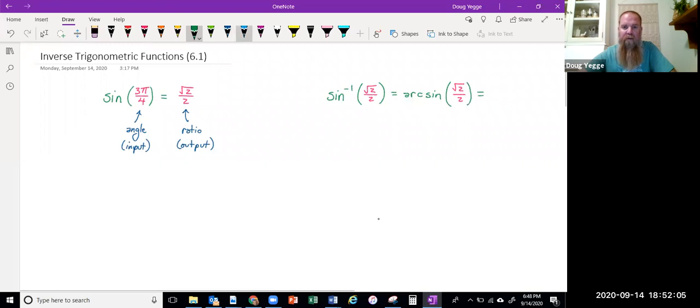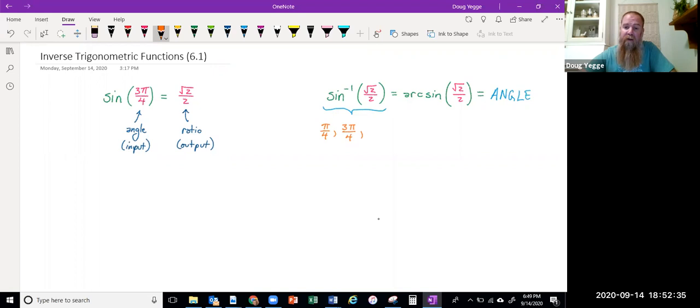And before we finish this one, I'd like you to realize that the answer to an inverse trigonometric function is an angle. And so what we should recognize is that there are numerous angles that give us √2/2 for sine. For instance, I know that pi/4 in the first quadrant will give me √2/2 for a sine value. But even if I'm in the second quadrant, I'm also going to get a positive √2/2.